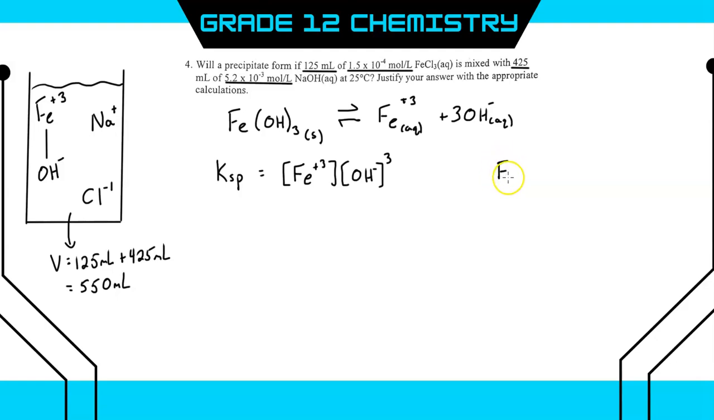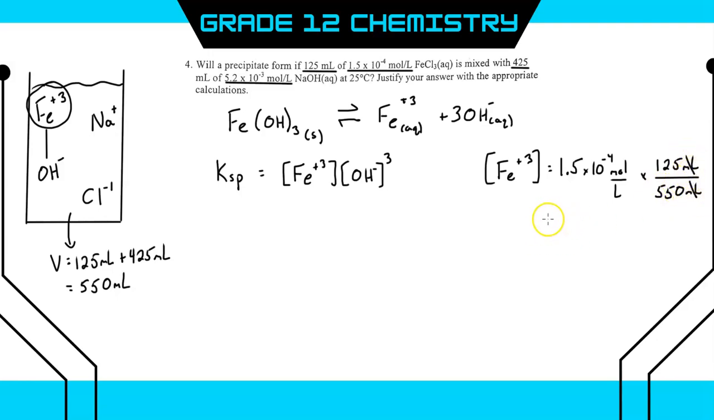So first, for our iron. Okay, so these ones. Let's look up these ones. So initially we had iron inside of 125 milliliters, and it had a concentration of 1.5 times 10 to the minus 4 moles per liter. And that was inside of 125 milliliters. But then we changed it and we put it together inside of a total solution of 550 milliliters. So if we multiply by this ratio, we will get its new concentration inside of its new volume, which turns out to be 3.41 times 10 to the minus 5 moles per liter.